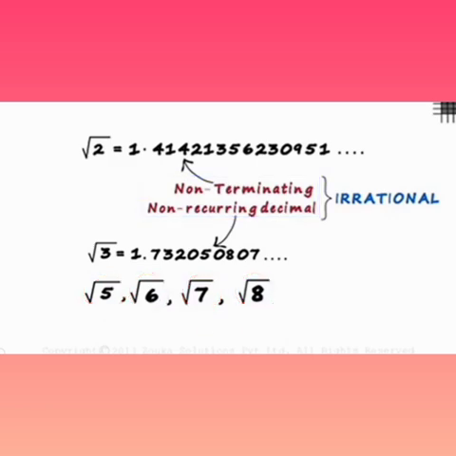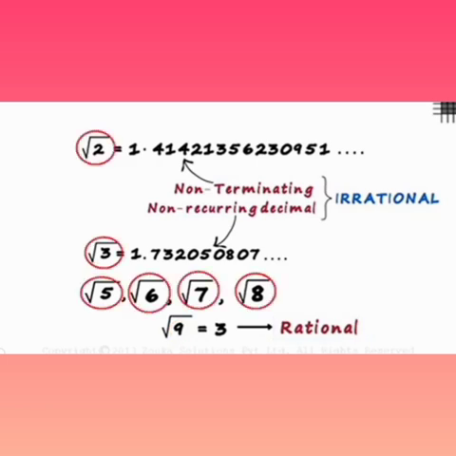But wait, root 9 equals 3. This is a rational number. Yes, root 9 is not an irrational number. In fact, square root of any perfect square will be a rational number. But the square root of any number which is not a perfect square will always result in an irrational number.